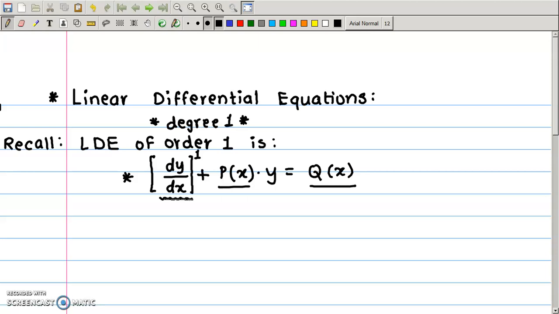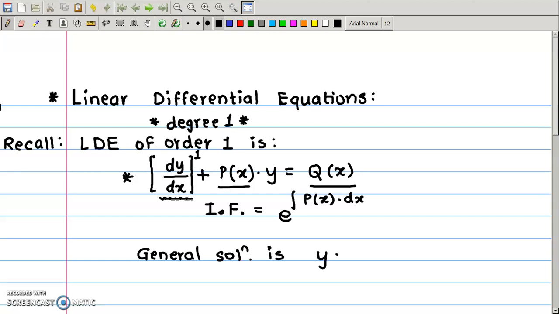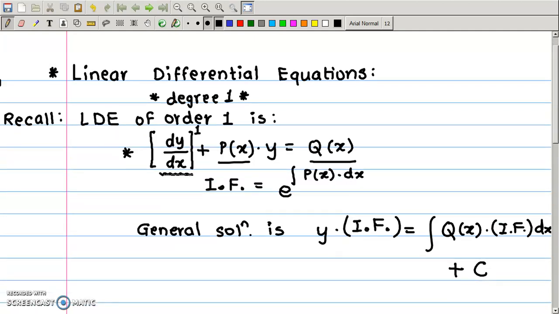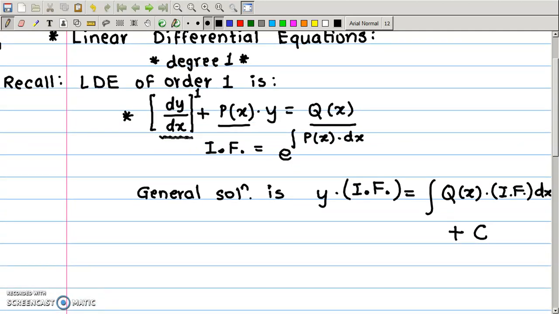To solve this linear differential equation, we used to calculate the integrating factor, and the integrating factor was e raised to the integration of p of x with respect to the independent variable x. Then the general solution of the linear differential equation is given by y into the integrating factor equal to the integration of q into the integrating factor, this integration calculated with respect to variable x, plus c, where c is the constant of integration. So this is the general solution for order 1 degree 1 differential equations.